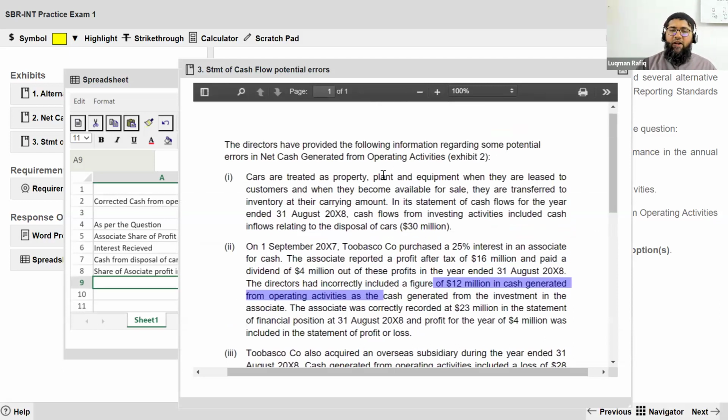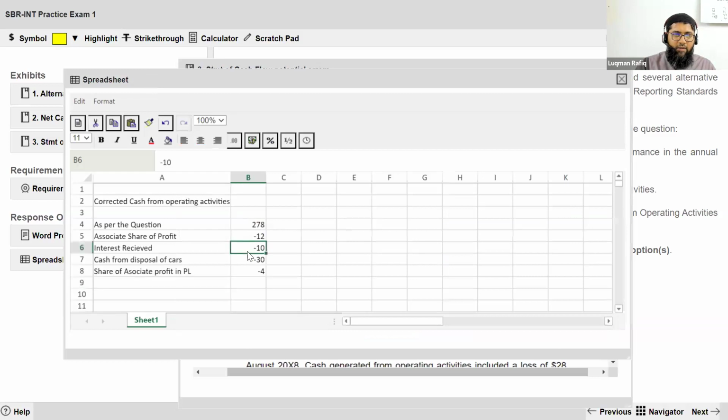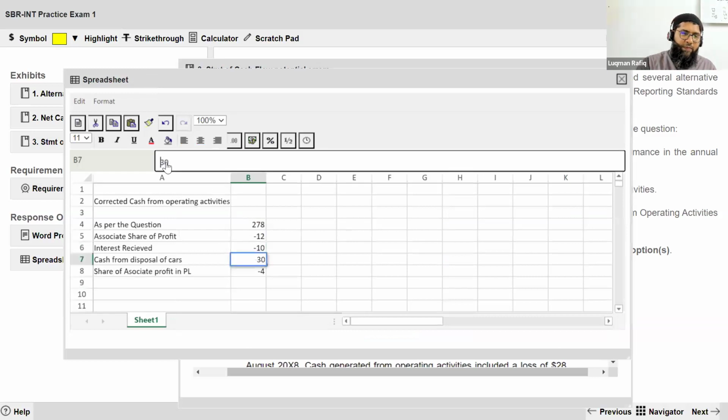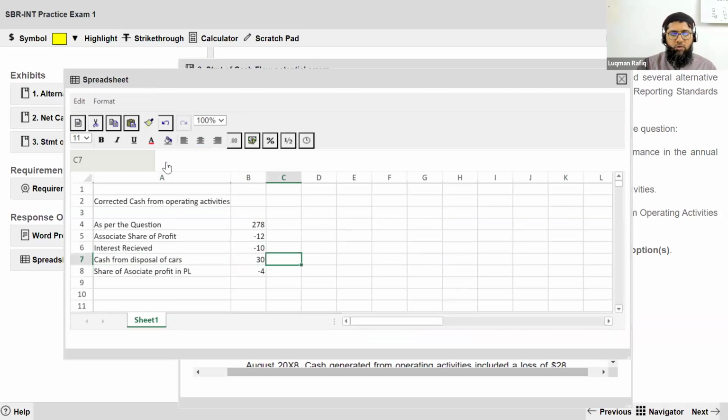Now see, cars are treated as property, plant and equipment when they are leased to customers, and when they become available for sale, they're transferred to inventory at their carrying amount. Okay. So they say that now we are holding it for sale, not for the purpose of utilization. In its statement of cash flow, cash flows from investing activities include cash inflows relating to disposal of cars. Okay, my bad. The cash from the disposal of the cars should be included in here because it's an operating cash flow, it's not an investing cash flow, because cars are classified as inventory. My mistake.